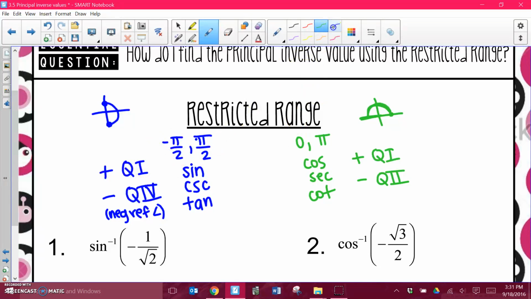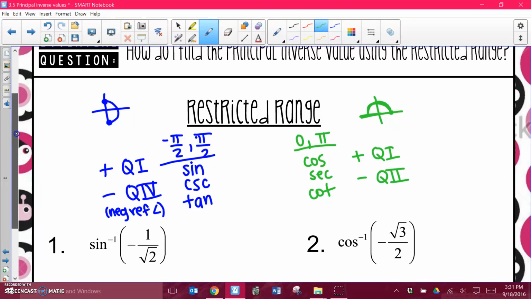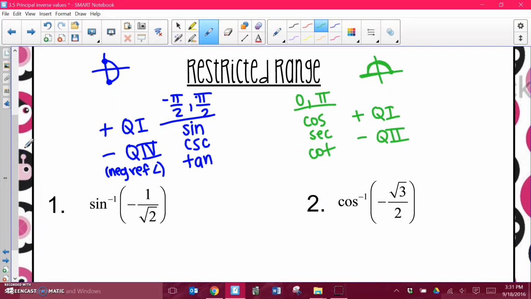So if you can remember these two things, that sine, cosecant, tangent go together, and they're in quadrants 1 and 4, and that cosine, secant, cotangent go together, and they're in quadrants 1 and 2, this is really simple. Okay, it's the same thing that we've been doing, but we're only going to have one answer this time. It's kind of what your calculator was finding for you yesterday when you typed in the inverse. It only popped out one answer.